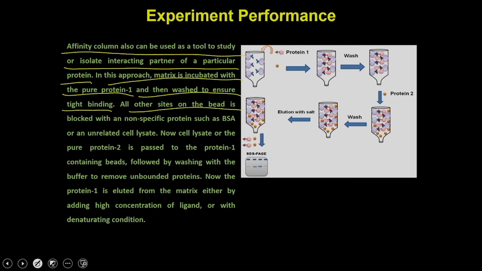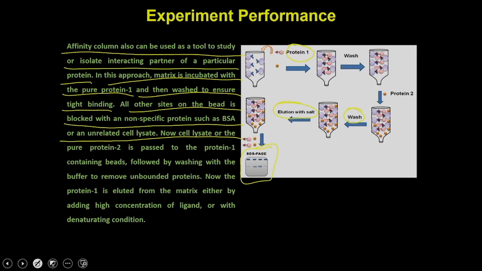All other sites on the bead are blocked with a non-specific protein such as BSA, and then you incubate with the cell lysate, which is going to bind to the protein A or the ligand. Then you do the washing, and then you do elution with the salt. Once you do the elution with the salt, it is going to come out from the column, and then you can see the pattern on the SDS-PAGE.